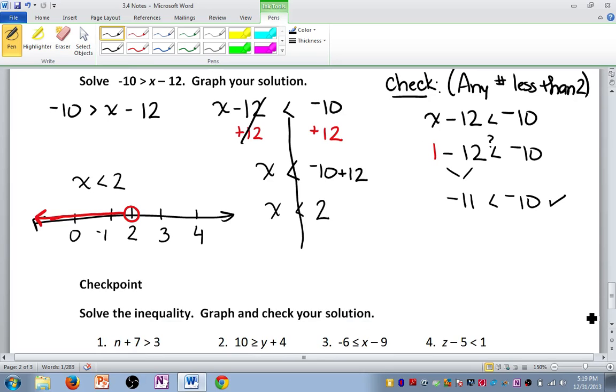Once you're done copying this problem down, what I would like for you to do on the back of this page, there are 4 problems down here that I would like you to try. You're going to solve them, you're going to graph them, and you're going to check your solution just like I did on the first 2 problems.